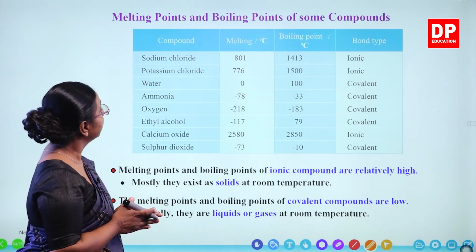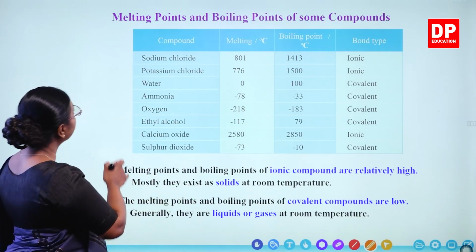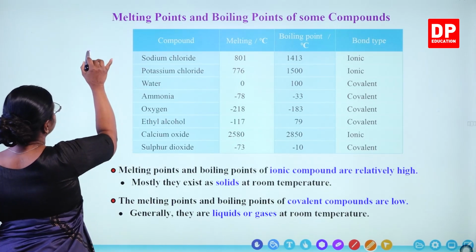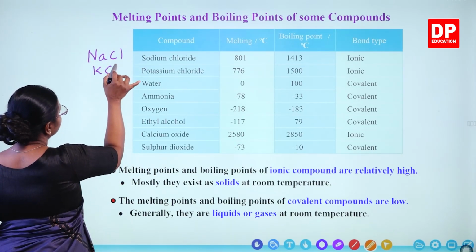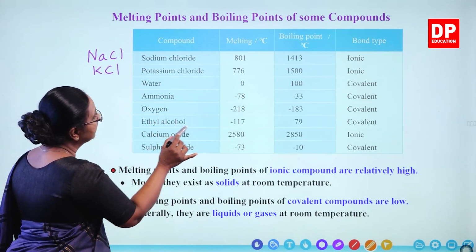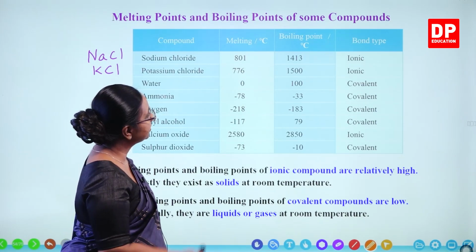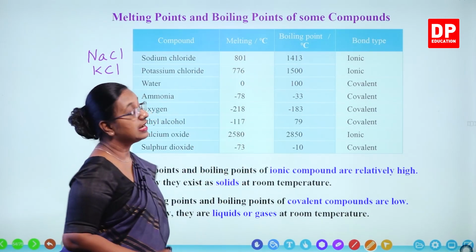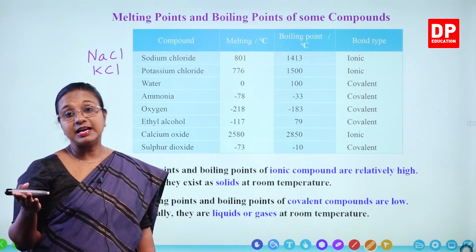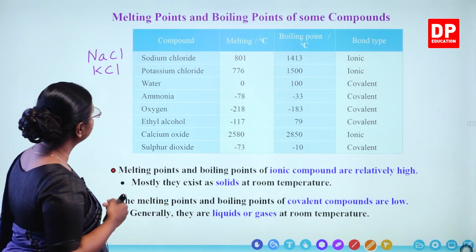Potassium chloride, again that is an ionic compound. If I write the chemical formulae for this, you are familiar with sodium chloride, then potassium chloride, KCl, ionic compound. You can see melting point 776, boiling point 1500. So that is an ionic compound and it is a high value. Both melting and boiling points have high values.